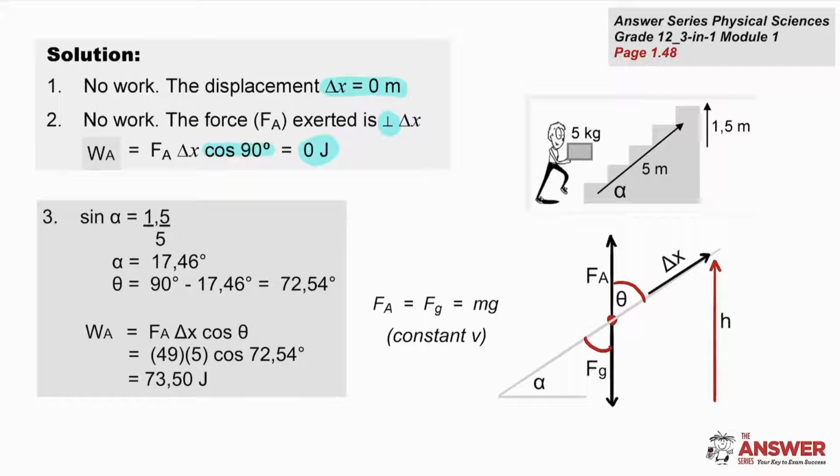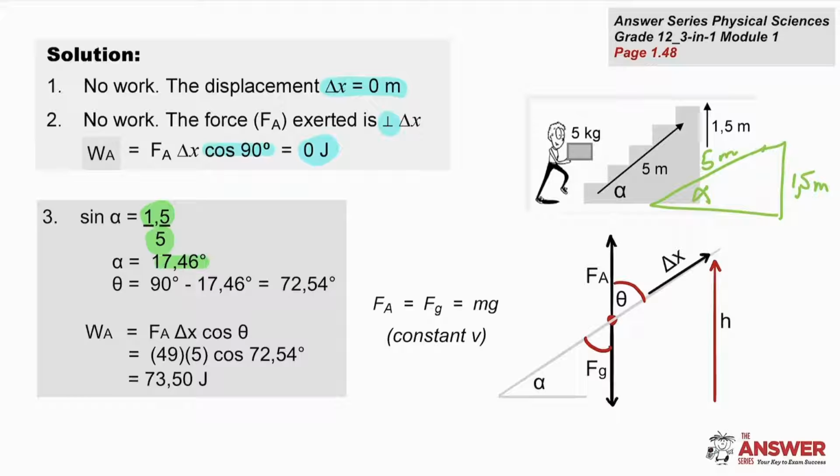Going up the flight of stairs, we need to be able to see the geometry of the situation a little bit better. We have a triangle with an angle alpha here. The hypotenuse is 5 meters. The opposite side is 1,5 meters. And so we can find out the sine of alpha. Opposite over hypotenuse, rearranged, gives us an angle of 17,46 degrees.